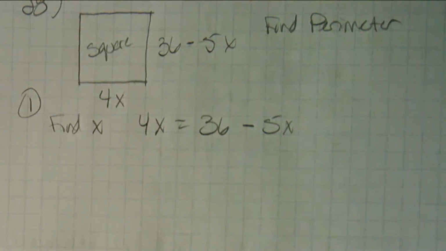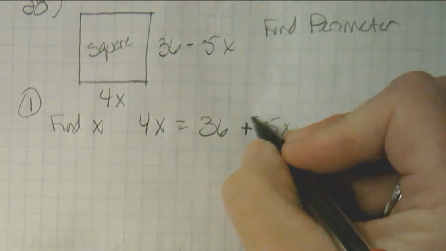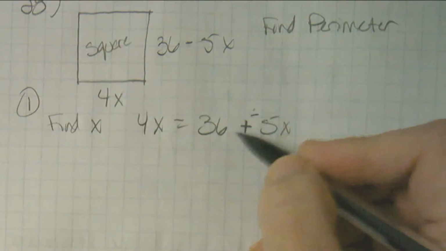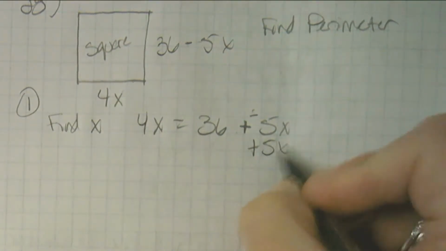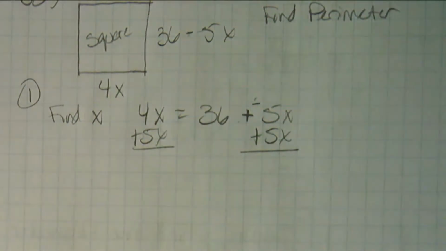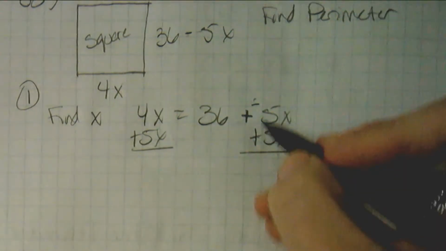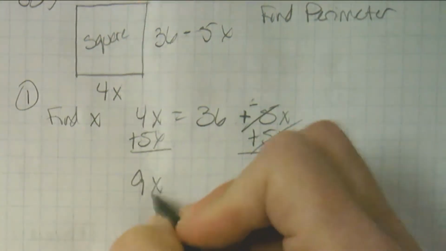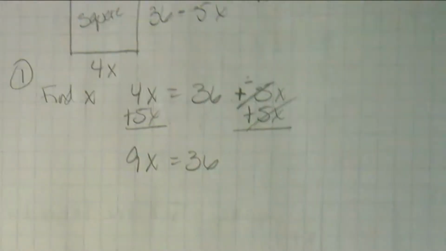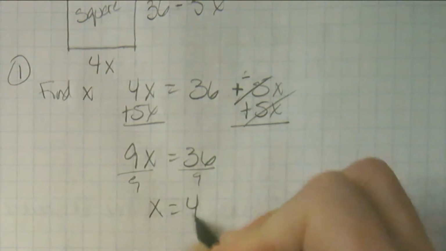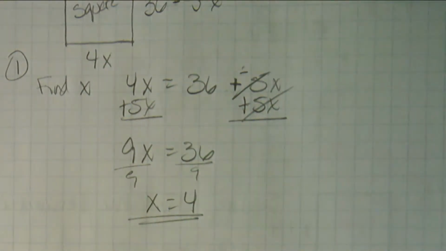All right. I'm going to do adding the opposite right now. So now I'm going to start solving this. So this is 36 plus a negative 5x. I'm going to add 5x to both sides. Don't forget to keep the x with it. The negative 5x and the positive 5x go away. So I end up with 9x is equal to 36. I'm going to divide both sides by 9. x equals 4. All right, so I found what x equals, but that's not what they were asking for.